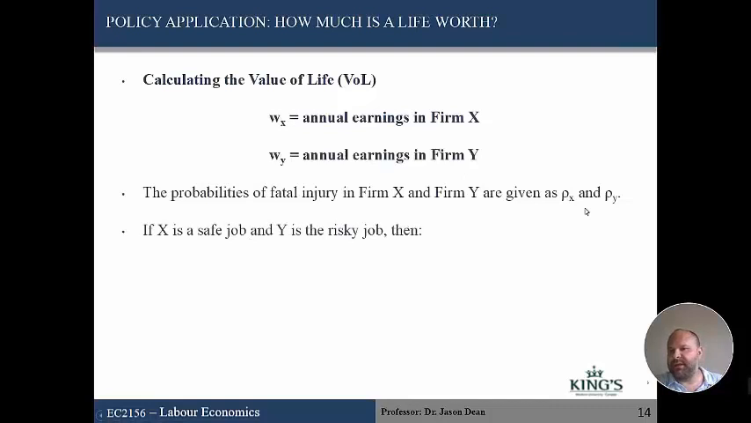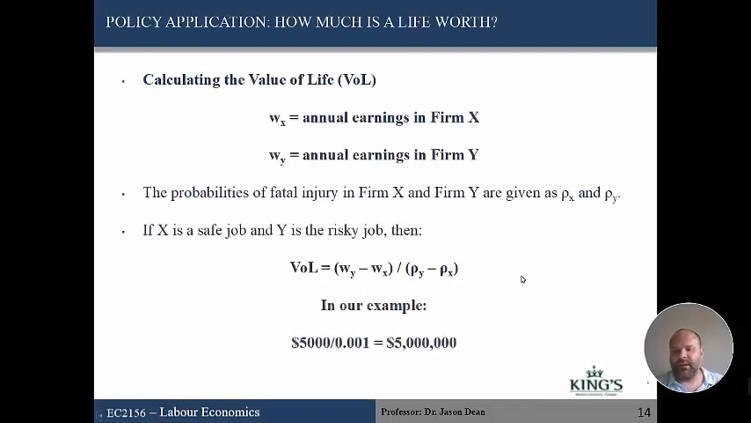So to calculate the value of life, we assume we have wages in the two different firms. We have the probabilities of injury in each firm. And then to calculate the value of a human life, you're just looking at the change in wage, the difference in the wage. We're assuming Y is the risky firm, X is the non-risky firm. So this should be higher than that, and this should be higher than that. And these are the differences in the probability of injury. So when we calculate this, we would get the value of a human life. So in the previous example, we would get 5,000 over 0.001, and we'd end up with $5 million.